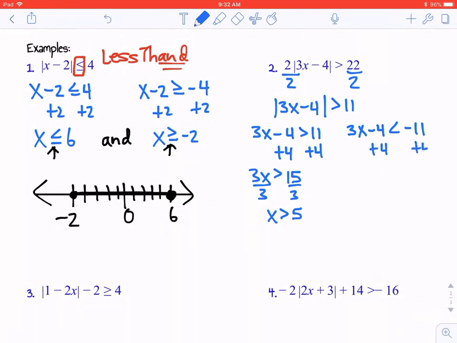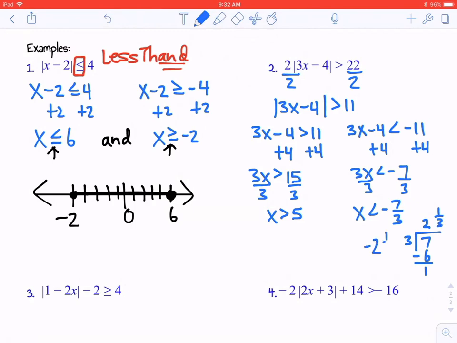We'll have similar steps on our second inequality. So 3x is less than, we've added 4 to both sides, so less than negative 7. And then let's divide by 3. So x is less than negative 7 thirds. So if we divide 3 into 7, let's make this a mixed number because it'll be easier to graph. 3 goes into 7 2 times. 2 times 3 is 6. So we end up with negative 2 1/3 would be our mixed number. And again, that'll just be a little easier to graph.